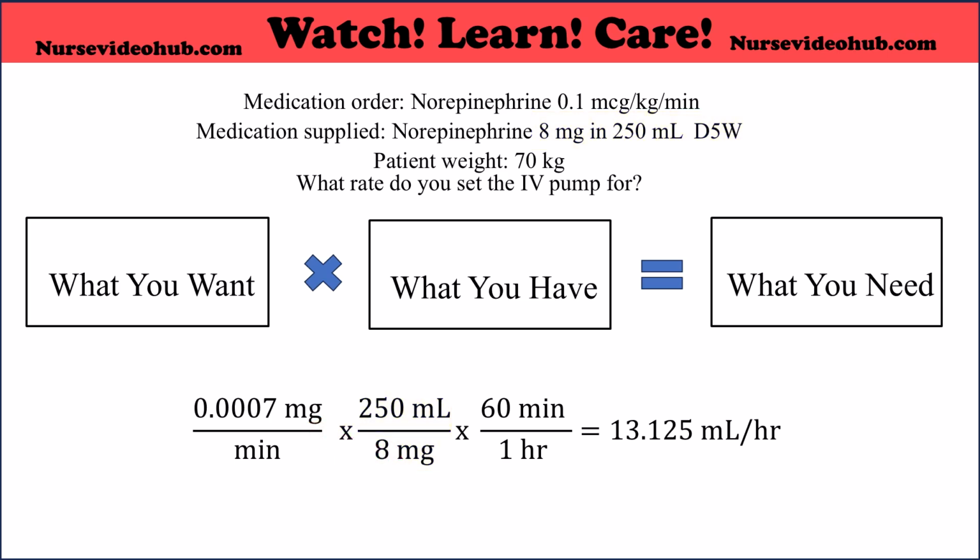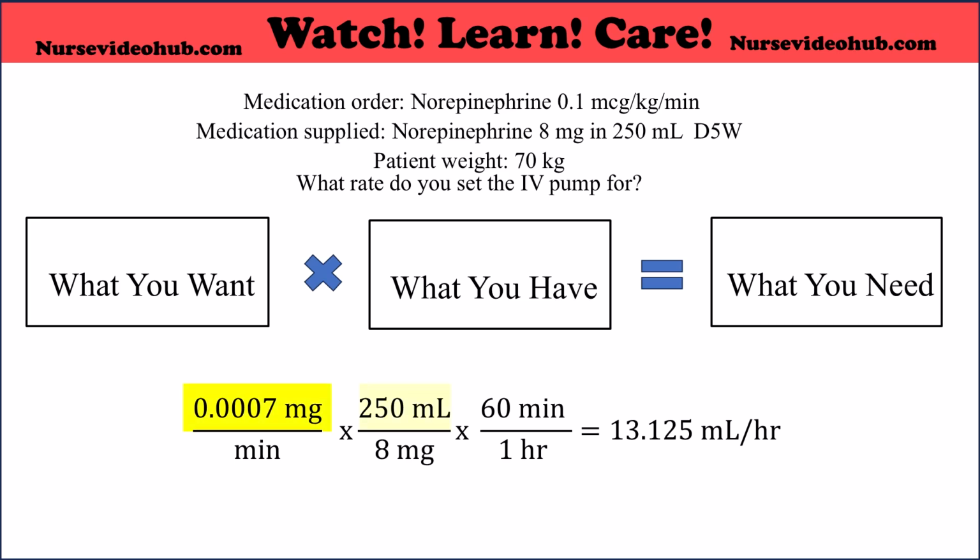But to determine the IV pump rate, you need to convert from milligrams per minute to milligrams per hour. You need to convert the 0.0007 milligrams per minute to hours. Add the conversion factor of 60 minutes over 1 hour to the equation. You calculate the answer by multiplying across.